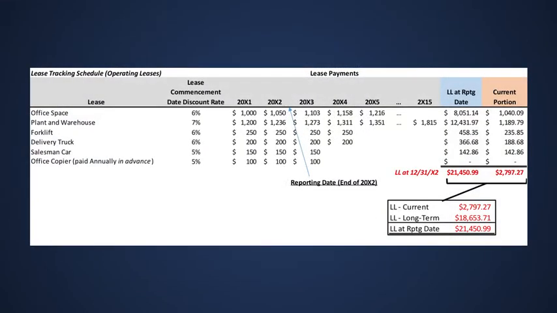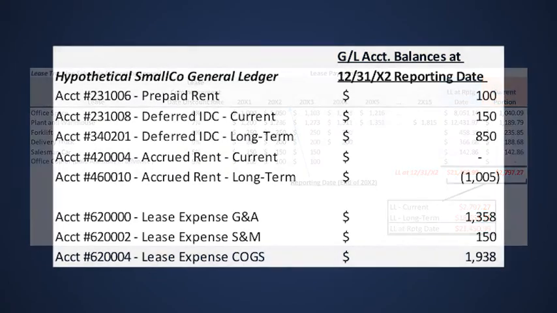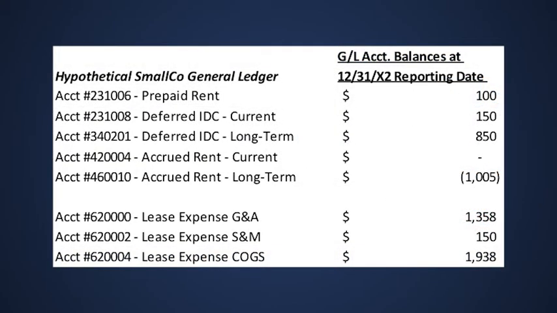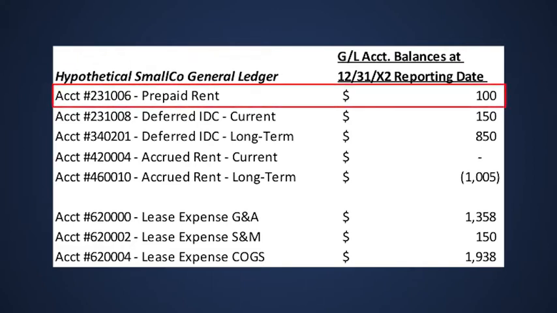Once you have determined the lease liability and the current portion of the lease liability for each lease, you can add the leases together to arrive at the total lease liabilities at the reporting date and the current portion of those lease liabilities. For this example, the following hypothetical general ledger was created for Smallco. As of 12/31/X2, Smallco had $100 remaining in prepaid rent, which is a result of Smallco prepaying its rent for the copier machine each year.